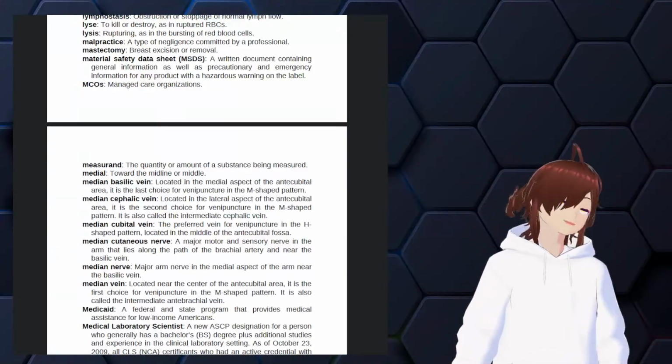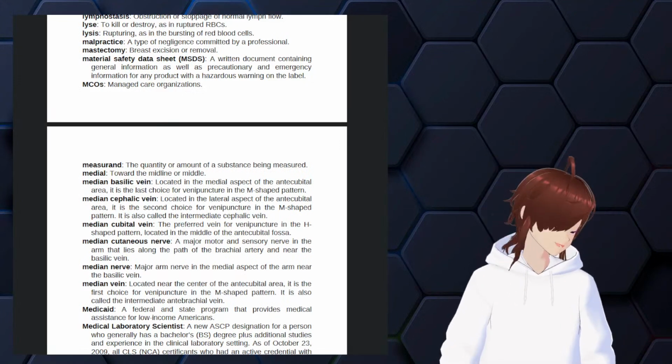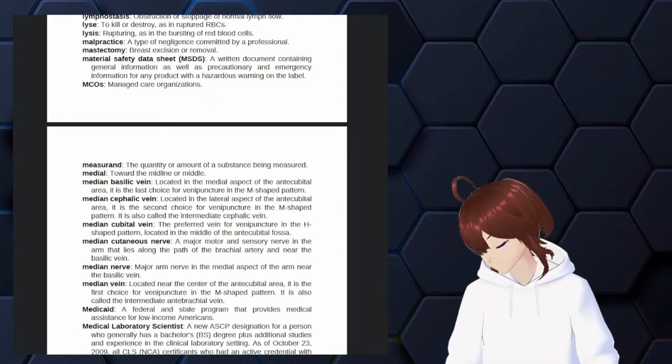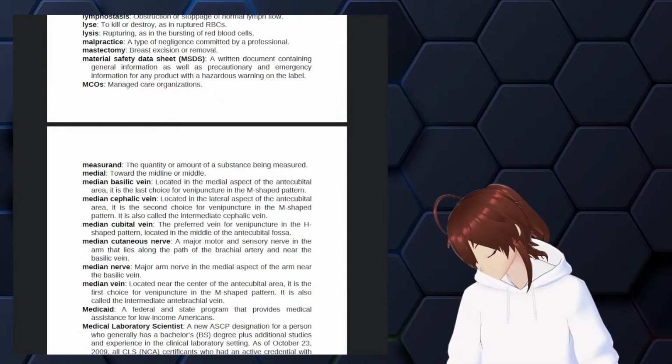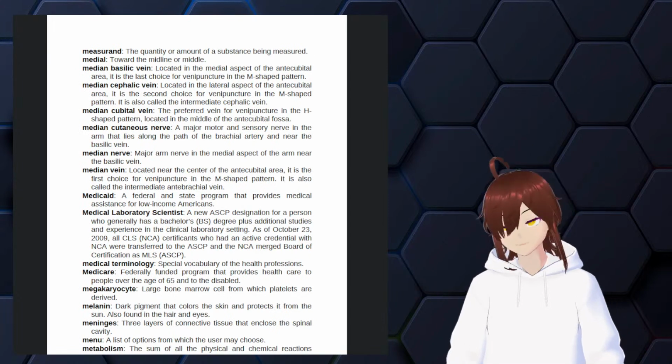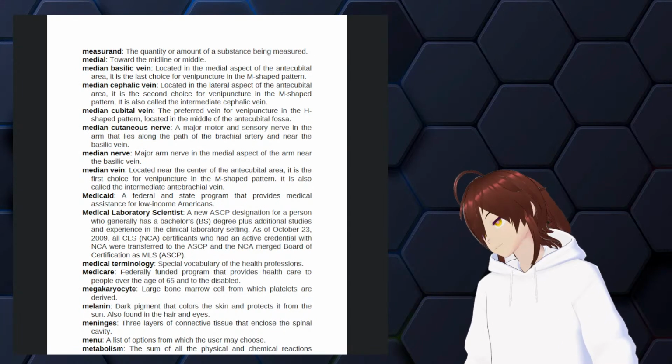Material Safety Data Sheet, MSDS, a written document containing general information as well as precautionary and emergency information for any product with a hazardous warning on the label. MCOs, Managed Care Organizations. Measuring, the quantity or amount of a substance being measured. Medial, toward the midline or middle.